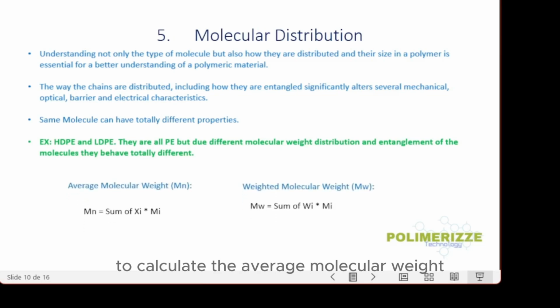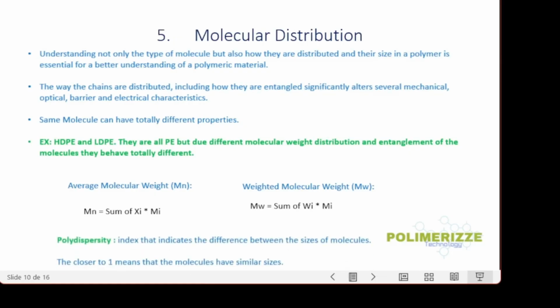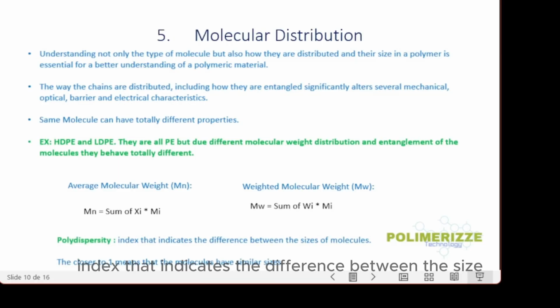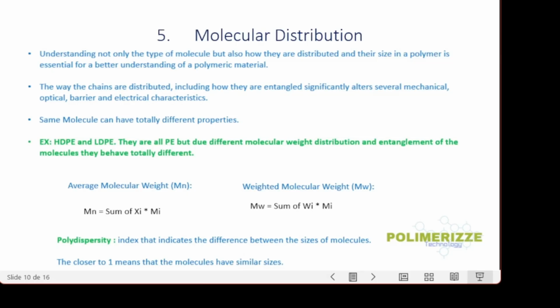It is possible to calculate the average molecular weight or the weighted molecular weight, which is more practical and realistic. There is an important concept here called polydispersity. It's an index that indicates the difference between the size of molecules. Polydispersity closer to 1 means that the molecules of the polymer have similar sizes. Meanwhile, if the polydispersity is much different from 1, it means that the molecules of a polymer have various sizes and different weights.